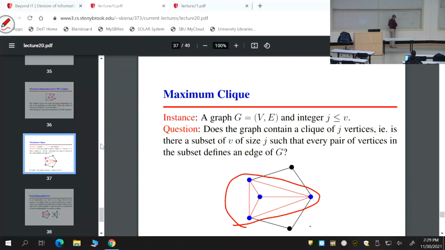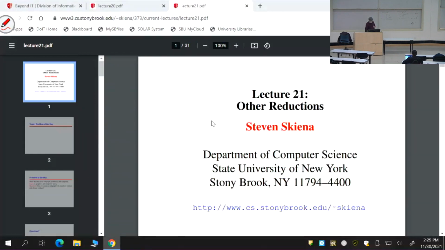This would be a fast algorithm for maximum independent set if you could solve clique quickly. Does everybody see this? It's not hard to find the complement. If you could solve clique quickly, you would solve maximum independent set quickly. And this is the reduction. Any questions about this? This is the kind of thing I want you to be able to do. Any questions?